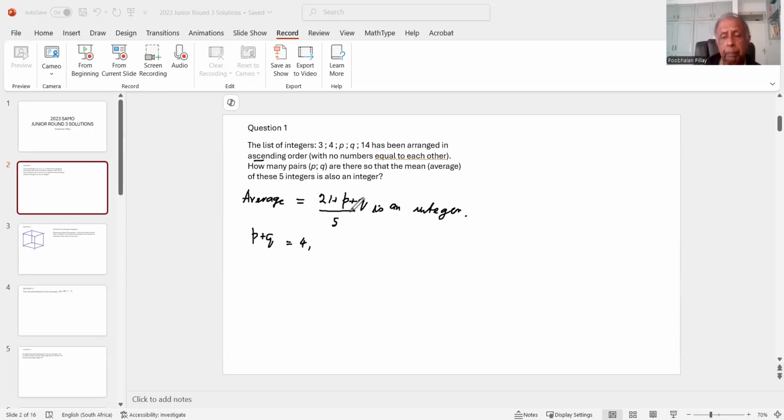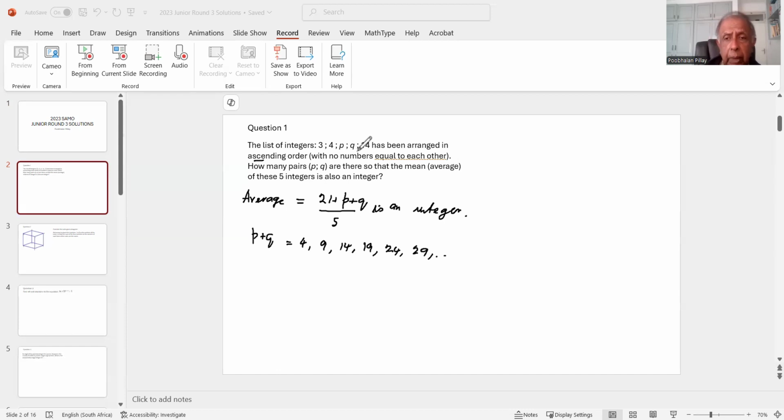Or it could be 25, which is the closest multiple of 5, 30, which means that P plus Q is 9. And if you check this out, you'll see that what we are doing is we keep adding 5 to this, and if P plus Q is any one of these, then it will definitely make this an integer. All right, so that is a condition on P plus Q.